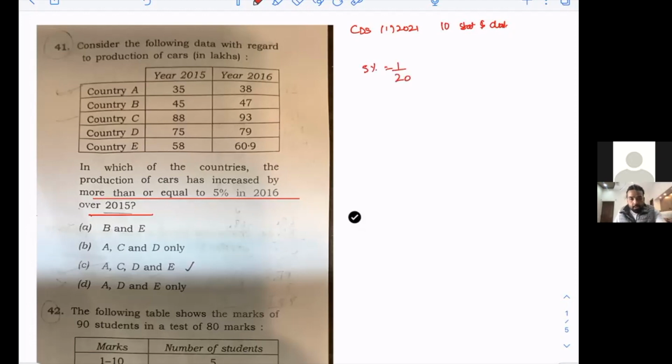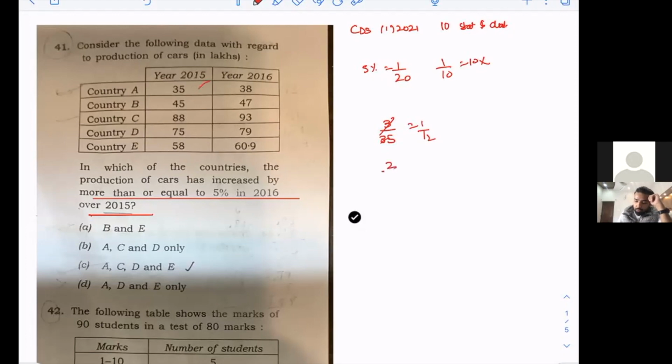So let's look at the different figures that we have. A figure says it has increased from 2015 to 16, 3 by 35, which is less than 1 by 20, because जैसे 1 by 10 होता है 10%, तो 1 by 20 से तो कम आ रहा है, ये approximately 1 by 12 है. आपको पूरा सॉल्व करने की जरूरत ही नहीं है ये क्वेश्चन. So A is the correct answer.